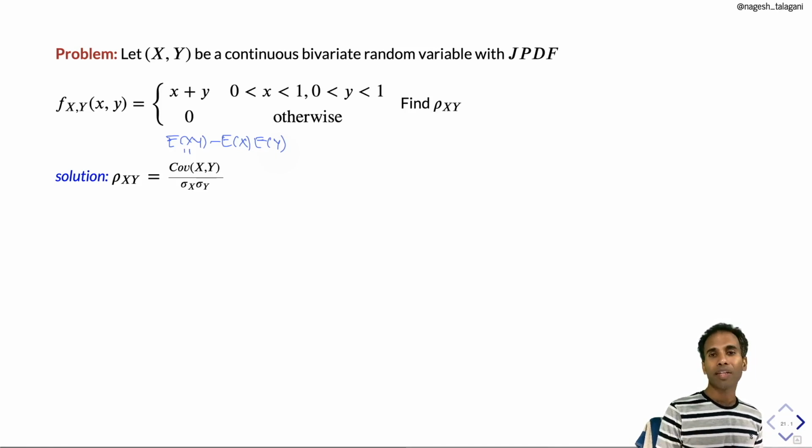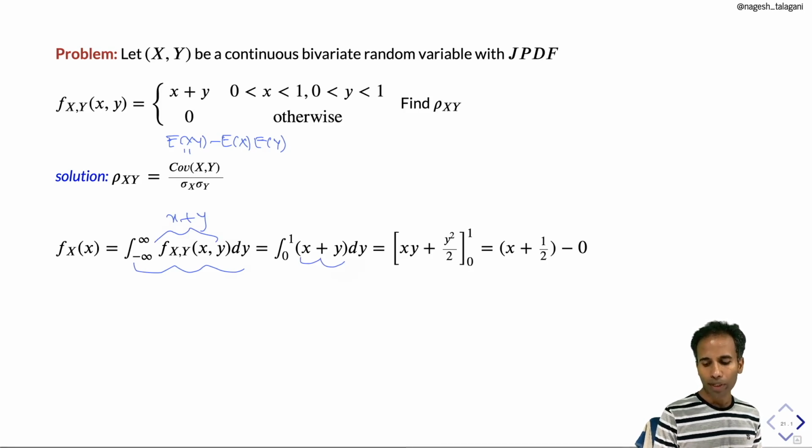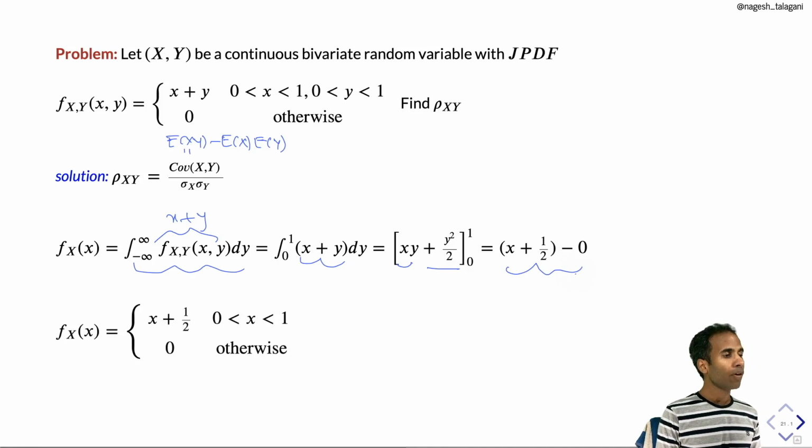These things can be computed using the marginal PDFs of x and y. First, let us get hold of the marginal PDFs. The PDF of x can be computed by integrating the joint PDF with respect to y. Here the y limit is 0 to 1 in the support, so we integrate x plus y with respect to y from 0 to 1. The integral of x plus y with respect to y is xy plus y square by 2. After applying the limits, you end up with x plus 1 by 2. So the PDF of x is x plus 1 by 2 for 0 less than x less than 1, 0 otherwise.